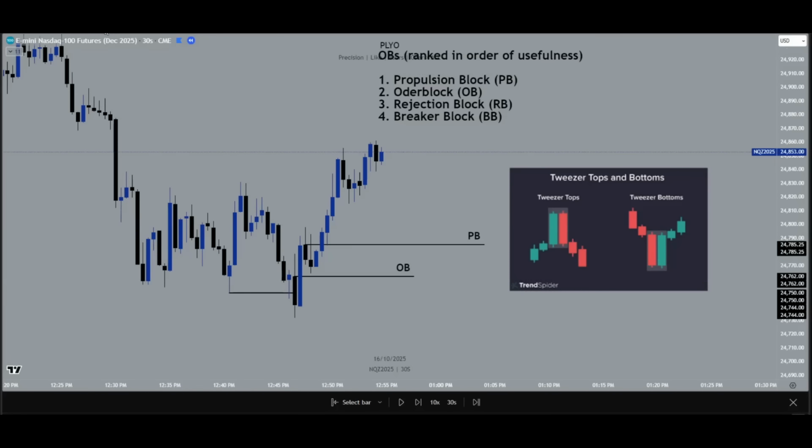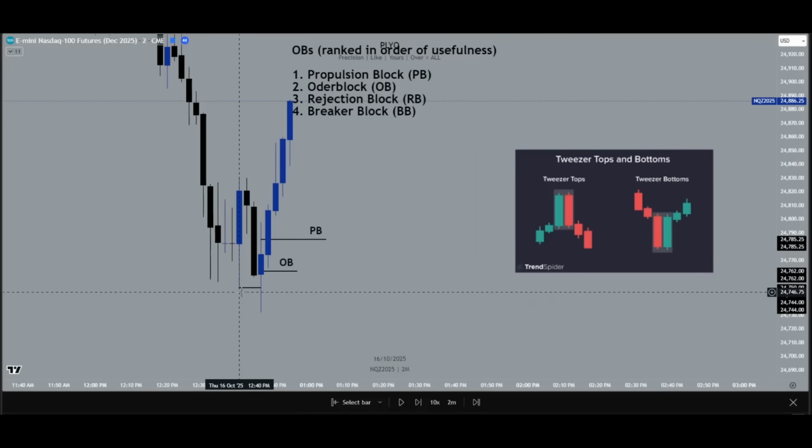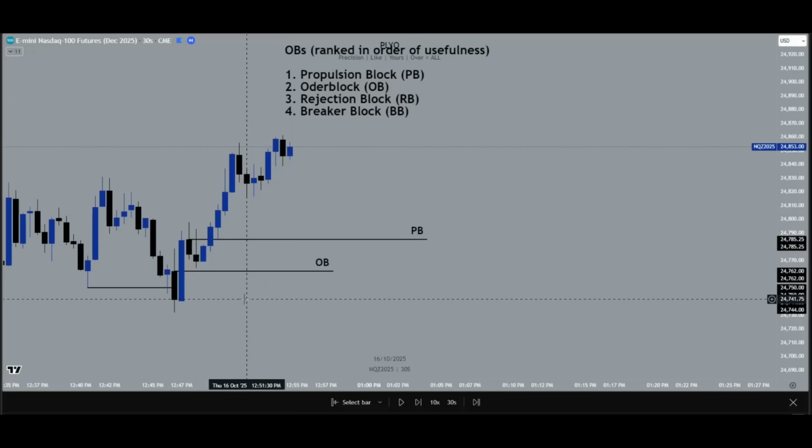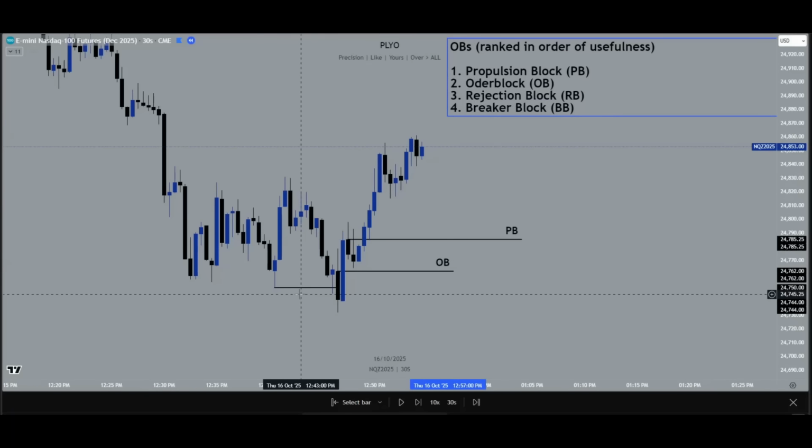On the 1 minute or the 2 minute, actually, this will look like just one wick. You see how that's just a wick? It's a turtle soup. On the 2 minute, it's just a simple wick, and then we fly. But on the 30-second, it's an actual OB. Okay, we'll explain why that's extremely useful in a second.